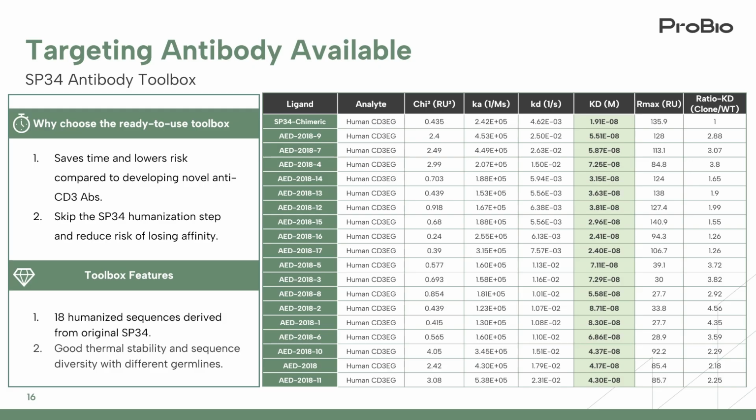SP34 is a mouse-derived antibody, and it cannot be directly used as therapeutics. Our team did humanization and generated a panel of 18 humanized SP34 variants with diversified germline and roughly 5-fold affinity range. You can choose from this toolbox for in vivo CAR-T validation, skipping the timeline and the risk of the humanization process.